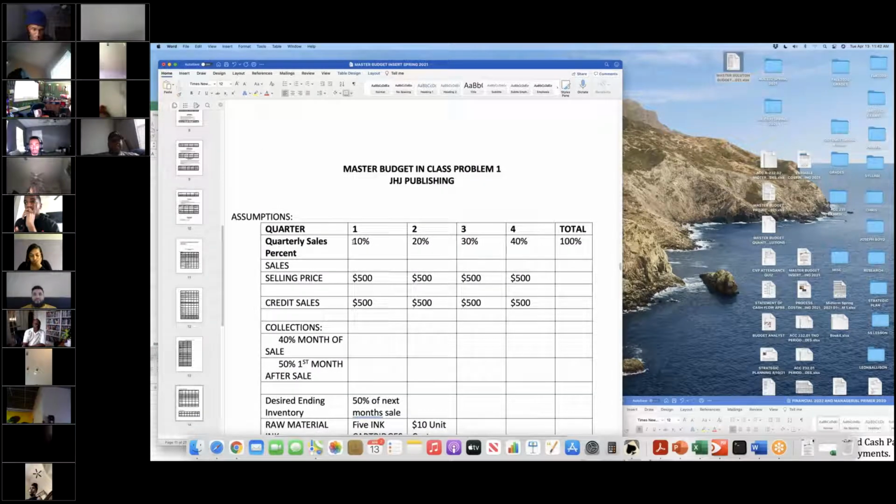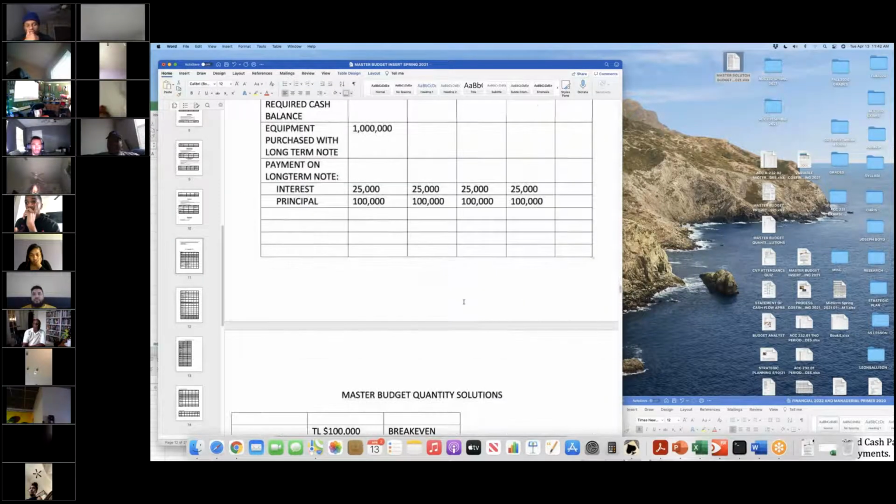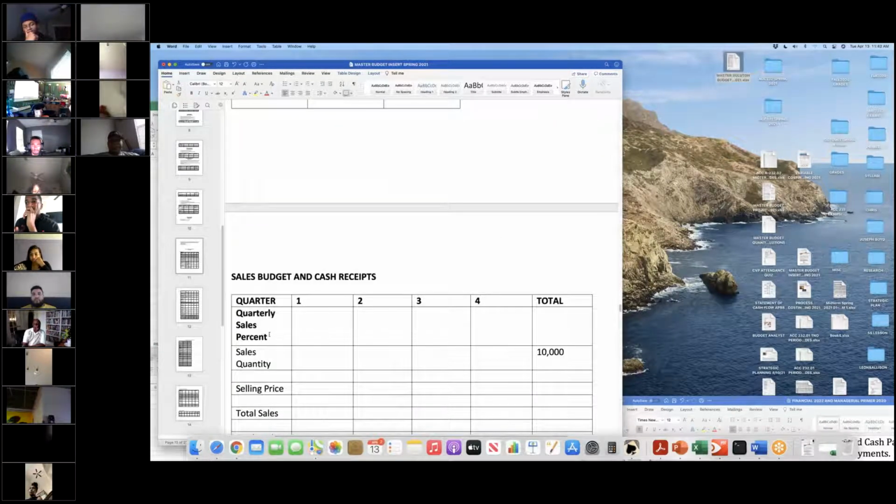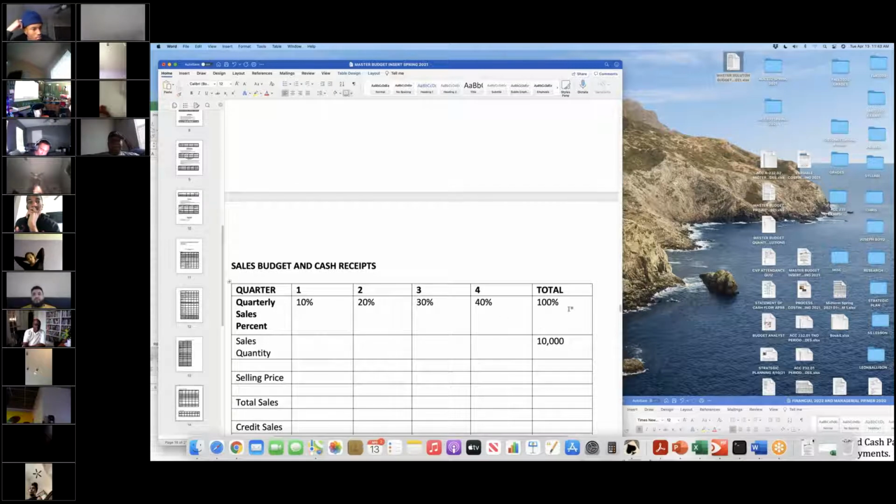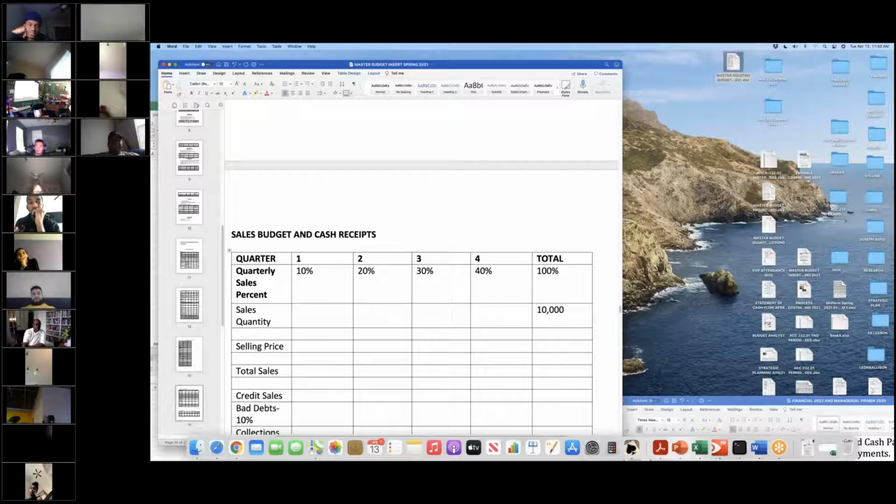Now I'll go up here and see if I can pull these down, and I'm going to put those in here. And so now I'm going to allocate those sales, that 10,000, based on my quarterly percents. So 10% of the 10,000 is what? 1,000 in quarter one. How many in quarter two? 2,000. How many in quarter three? 3,000. And how many in quarter four? 4,000. So does everybody see what we did?